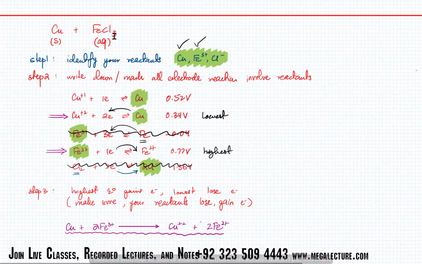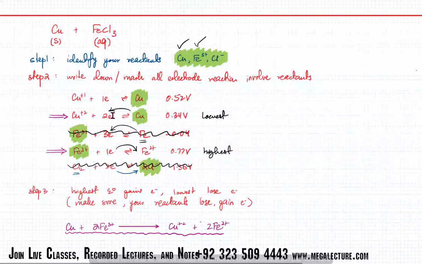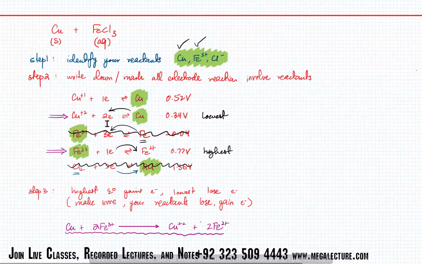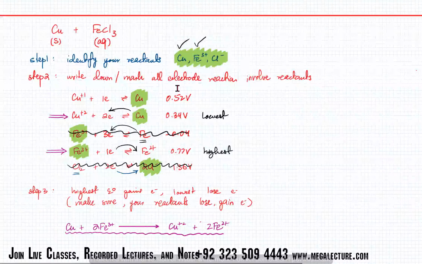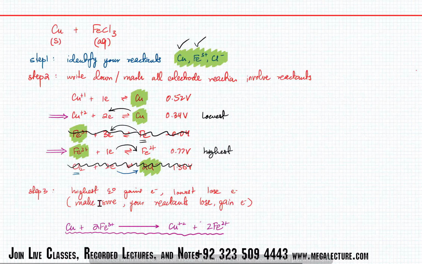And then you just have to find out all possible electrode reactions that involve your reactants. Find out the highest one, the lowest one. Just make sure that you select the highest one that you have as your reactants. Okay? If you're getting any other highest option, then ignore that if it's not your reactant.